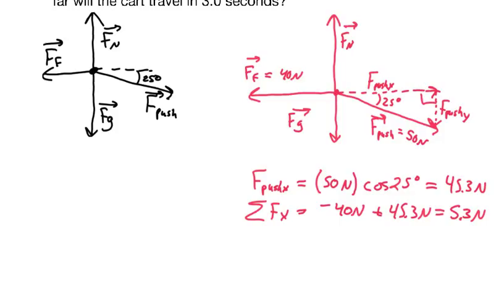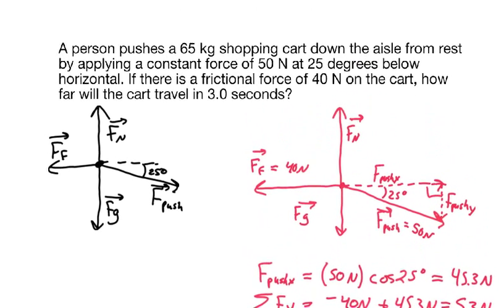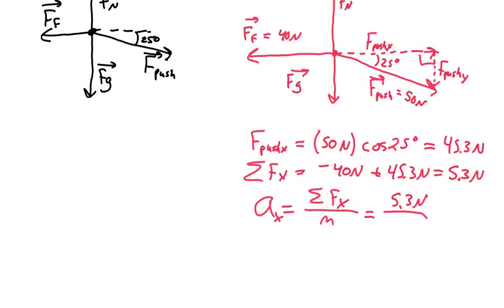Now, I talked about this a little bit at the beginning. The bridge between our force information and our kinematics information is acceleration. So I need to figure out what acceleration is. And that's going to be equal to the net force, in this case the x direction, divided by the mass. Here our net force is 5.3 newtons, and the mass, back to our problem statement, was 65 kilograms. And so we get an acceleration of 0.082 meters per second squared.